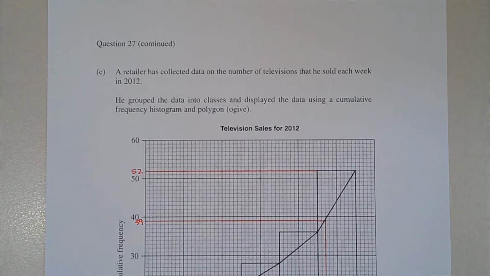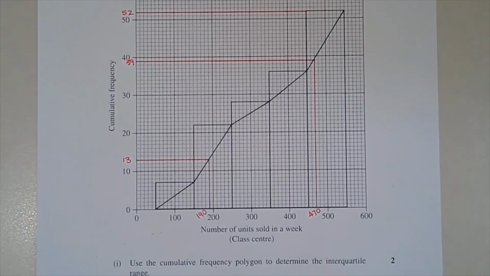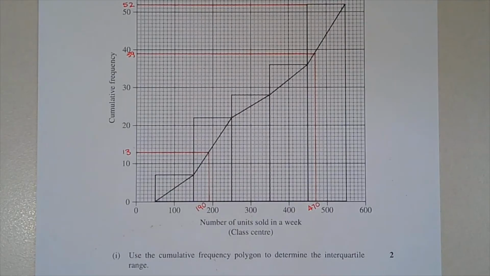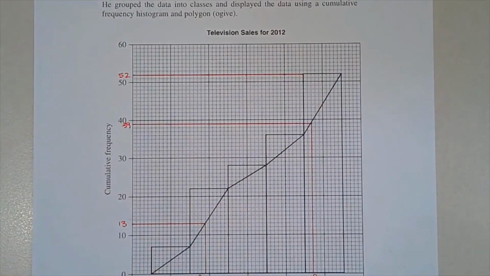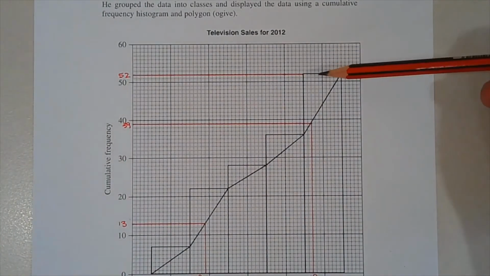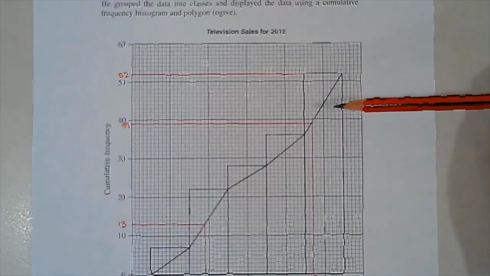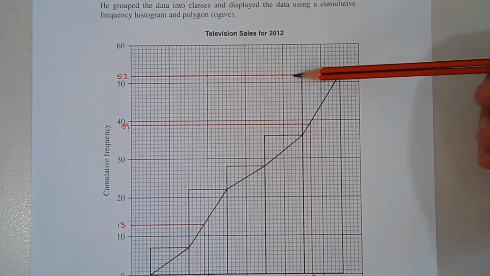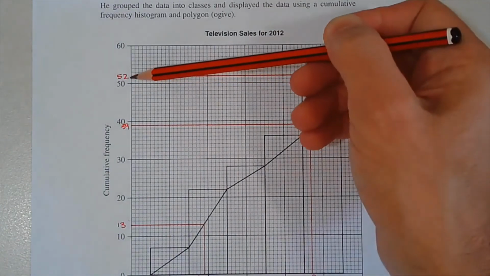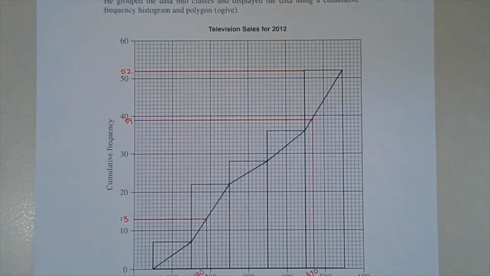Question 27C. A retailer has collected data on the number of televisions that he sold each week in 2012. He grouped the data into classes and displayed the data using a cumulative frequency histogram and polygon, ogive. So part 1, use the cumulative frequency polygon to determine the interquartile range. So I've done part of the solution here, so I'll explain what I've done. The first thing to determine is the total number of scores. And we get that from the end of the polygon here, or just the height of this column. If you project across to the y-axis, we see that corresponds to 52.